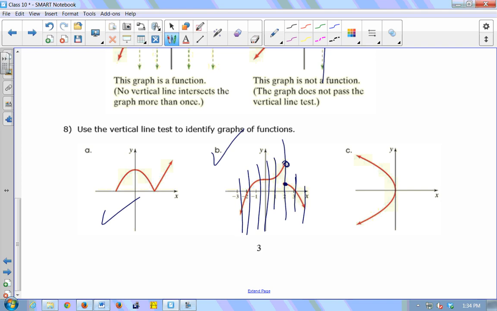How about C? Nope. Vertical line touches in 2 places, not a function.